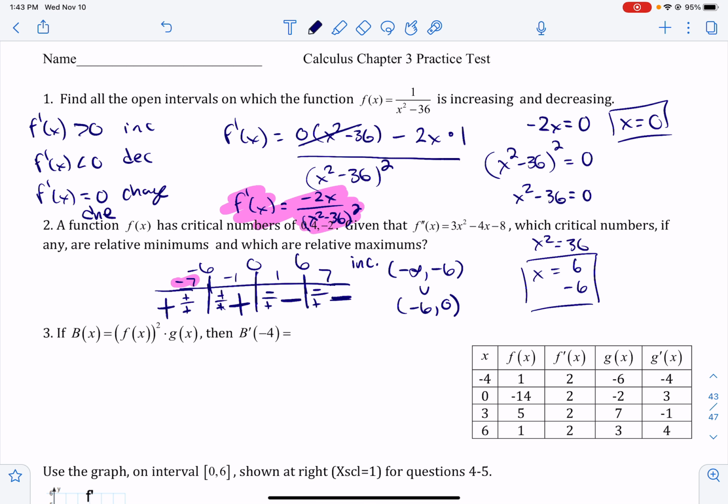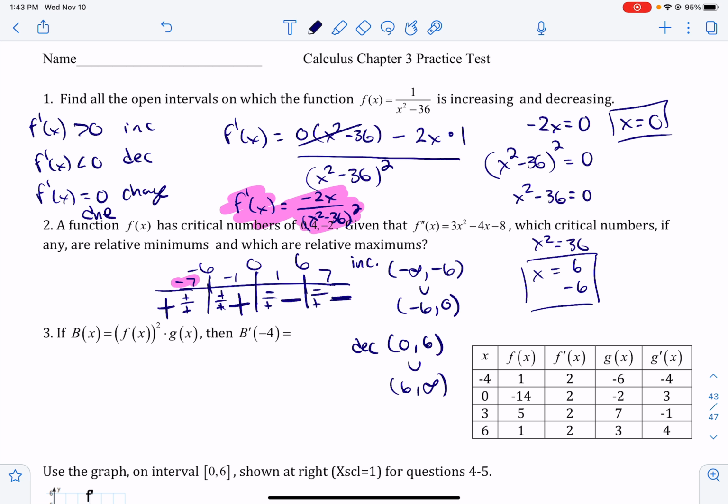I don't know what's happening at negative 6, nothing good, but I do know that from negative infinity to negative 6, I'm increasing, and the same from negative 6 to 0. Now from 0 to 6, my function is decreasing because it's a negative derivative. And from 6 to infinity, my function is also decreasing. If you're not sure, graph the original function in your calculator and you will see that that's true.